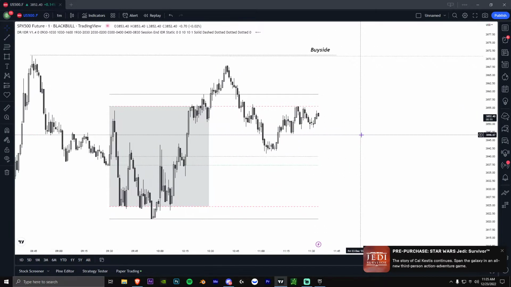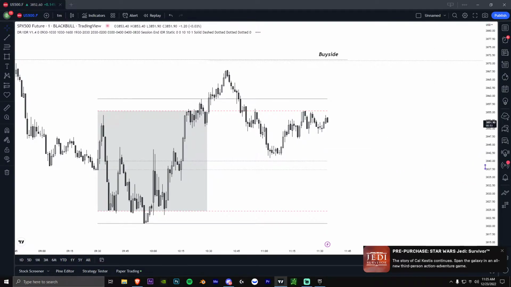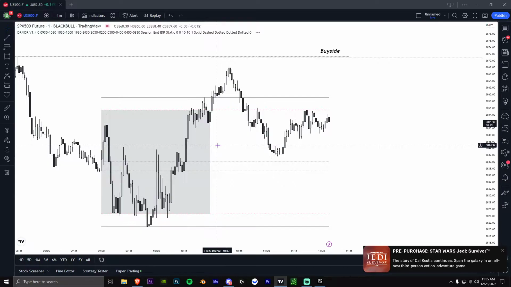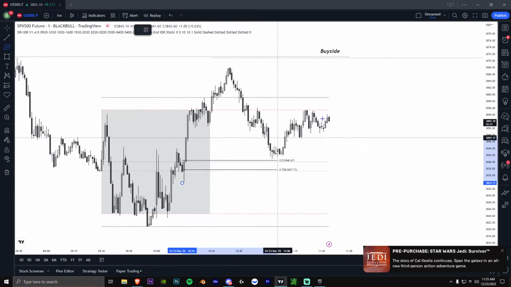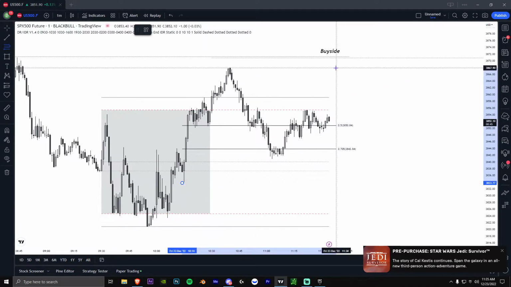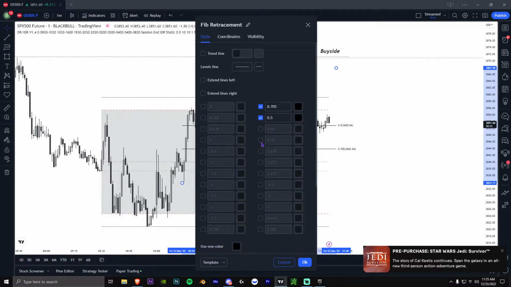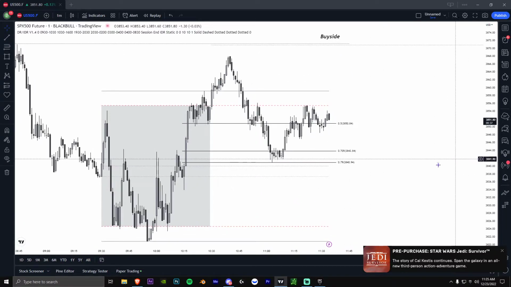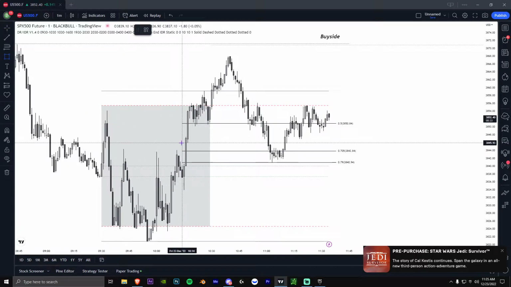Okay, so how do I use this in combination with ICT? Well, in this situation, I saw we had this fair value gap right here. I saw it was in discount, so if we draw the fib from here to here, I was around the 0.705, and if you want to get more technical, it was the 0.79, perfectly bounced off. So we bounced off this, and that's where I longed.